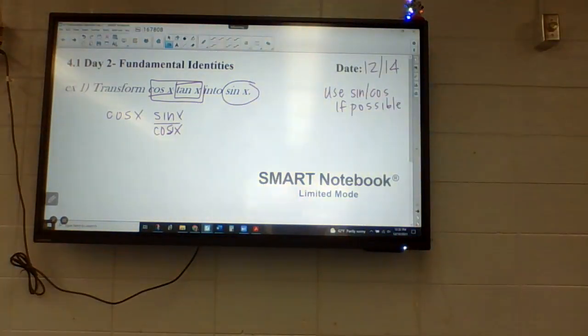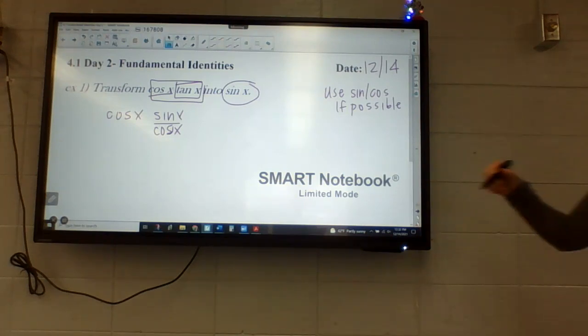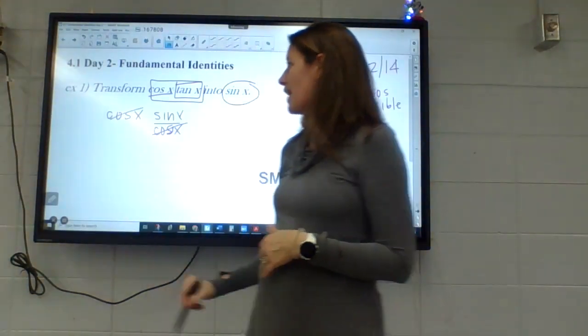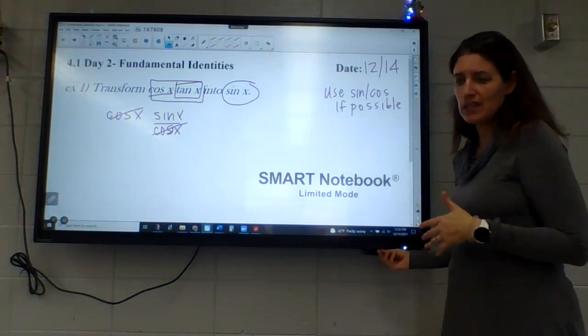So now we have a fraction, and so we can cancel. There's a cosine on the top and the bottom, so we can switch this over to sine.